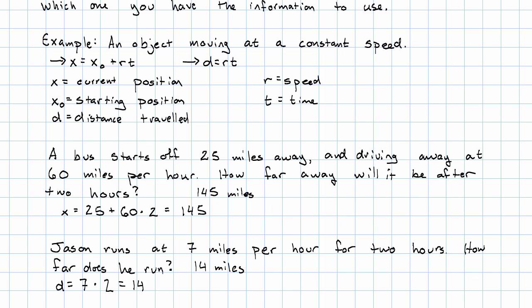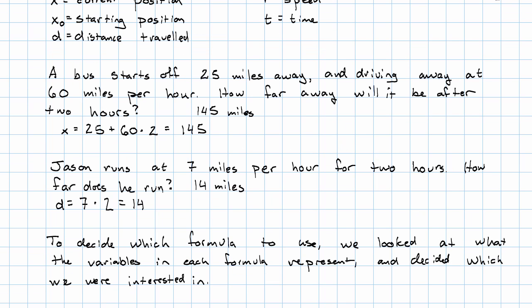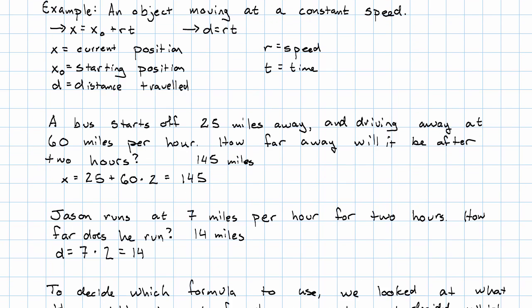How did we decide which formula to use? To decide which formula to use, we just looked at what the variables in each one represent and decided which one we were interested in. So in the first story, we were interested in the first formula because we were interested in a starting and final position. In the second story, we decided we wanted to use the second formula because we were just interested in the distance.